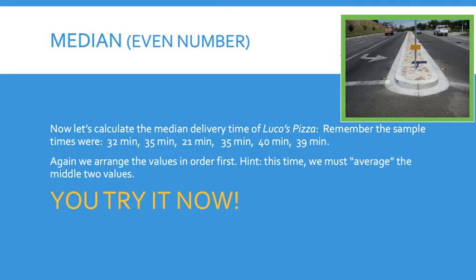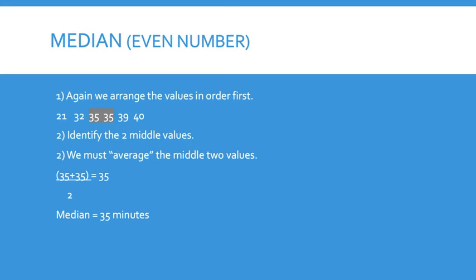What about with an even number? Let's calculate the median delivery time of Luco's Pizza. Remember the 6 sample times were 32 minutes, 35 minutes, 21 minutes, 35 minutes, 40 minutes, and 39 minutes. Again, we first arrange the values in order. Hint: this time, however, we must average the 2 middle values. Pause this video and you try it now. What did you get for your median?